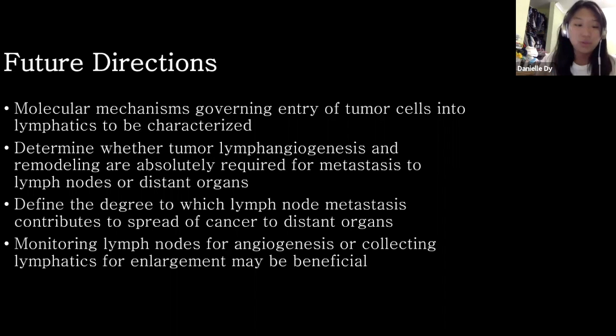And then the third one is to define the degree to which lymph node metastasis contributes to the spread of cancer to distant organs. In a lot of cases, like we talked about with the melanoma, the gastric cancer, and the breast cancer, they've identified a lot of evidence saying that if we see it in the lymph nodes, it's a pretty significant indicator that it's able to spread, but is that always the case? Until now, it hasn't been determined.